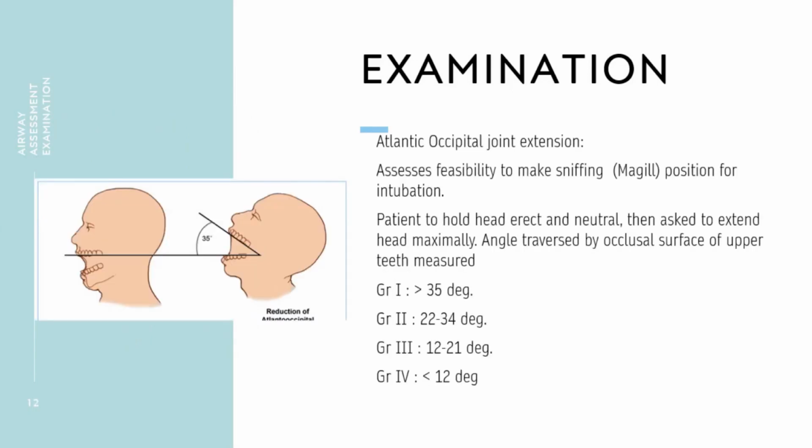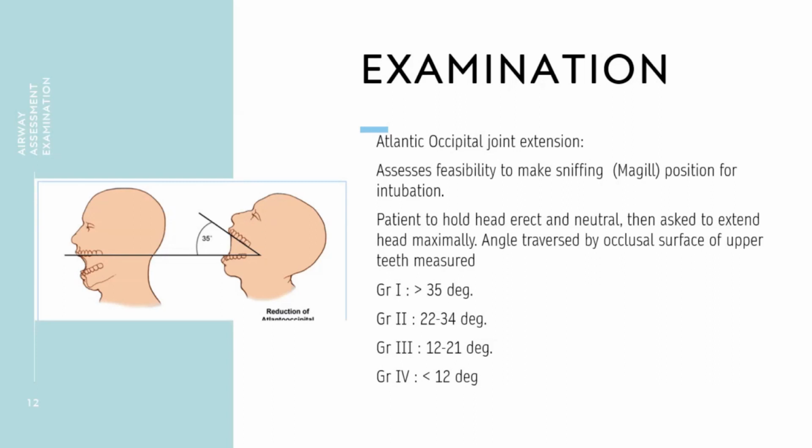Atlanto-occipital joint extension. This is the feasibility to make the sniffing or magill position for intubation. The patient is asked to hold the head erect and neutral, and then to extend the head maximally without extending the neck. The angle traversed by the occlusal surface of the teeth is measured. Normal is 35 degrees and higher.